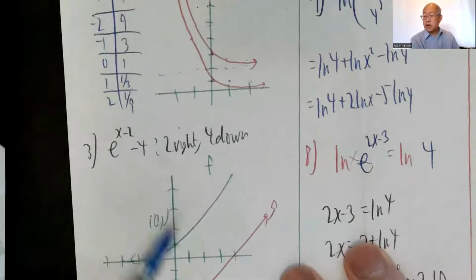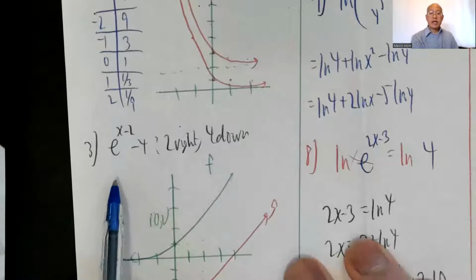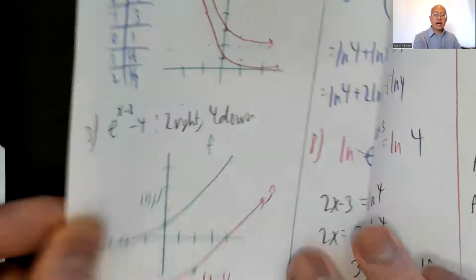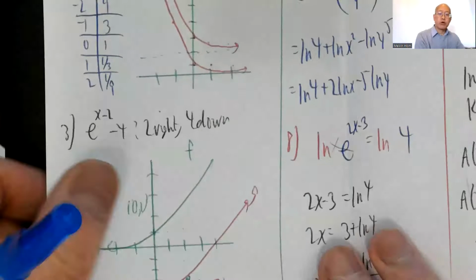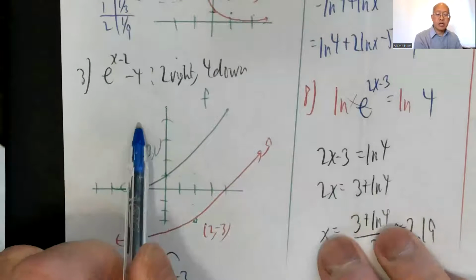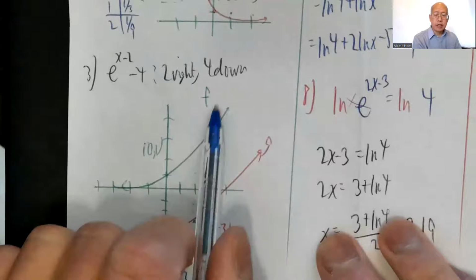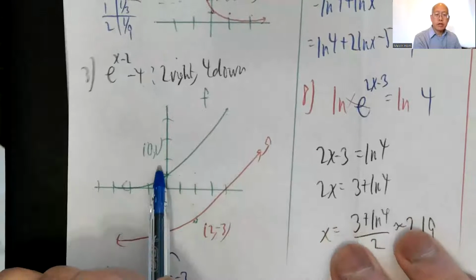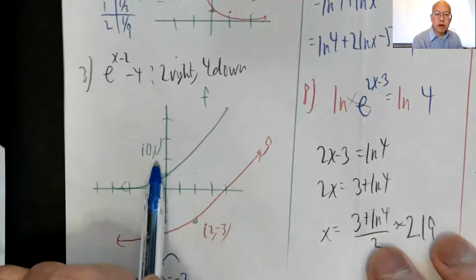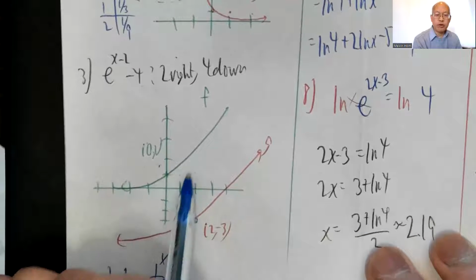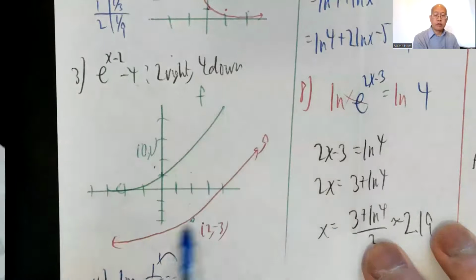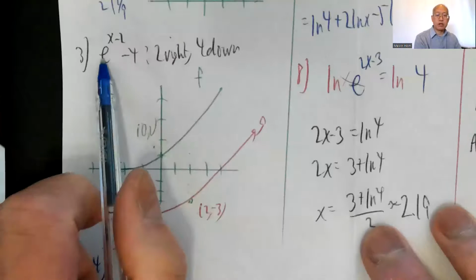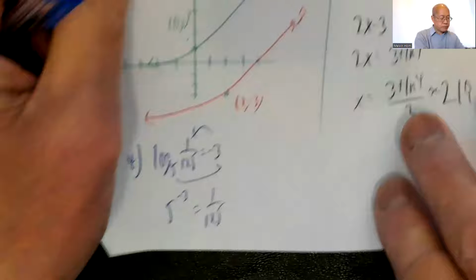Number 3, e to the x minus 2 minus 4, that moves the graph 2 to the right and 4 down. So e to the x, being a general exponential function, looks something like that, goes through 0, 1. And then I take the graph and move it 2 to the right and 4 down. So 2 right and 4 down would be 2, -3. And then I just draw basically the same graph. So there's the graph of e to the x minus 2 minus 4.